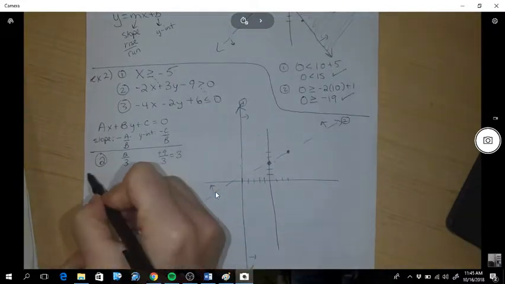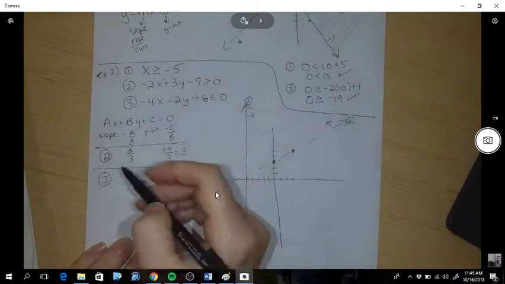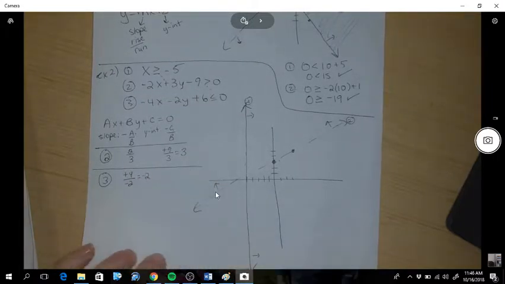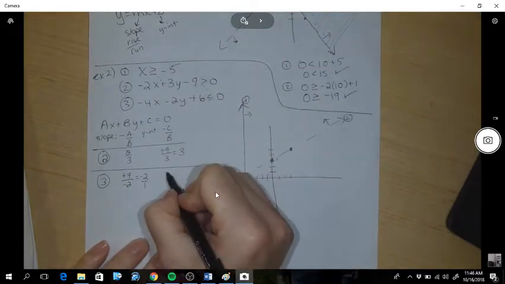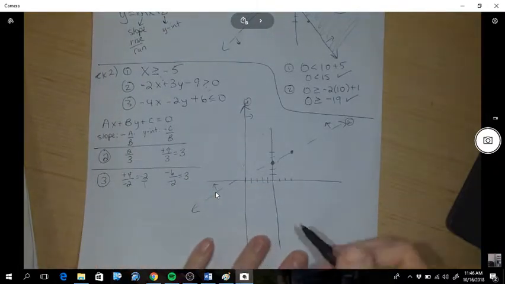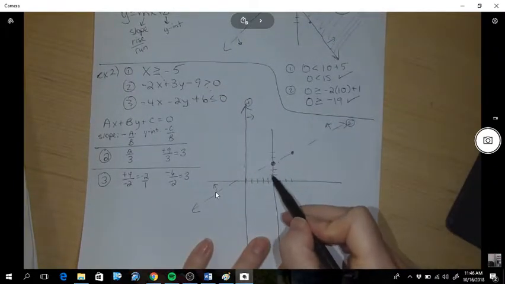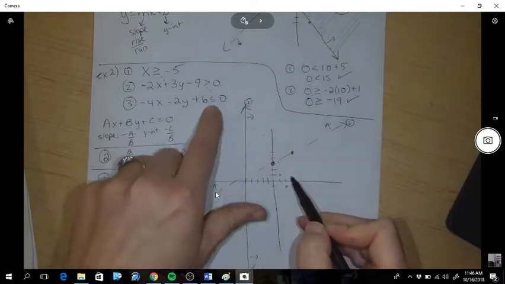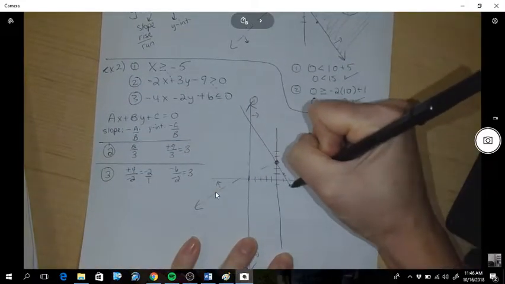Okay, now equation 3, I'm going to take negative a, so that's a positive 4 over negative 2, which is a negative 2 slope, and then the opposite of 6 divided by negative 2, which is a positive 3. Okay, so there's my positive 3. It's the same intercept, but this time it's down 2, right 1. This says I can be equal to the line, so it's solid.